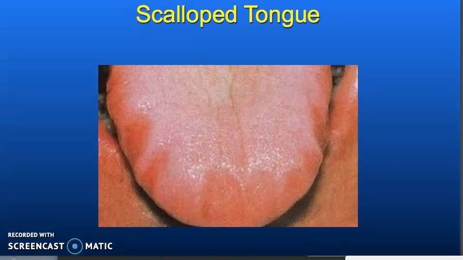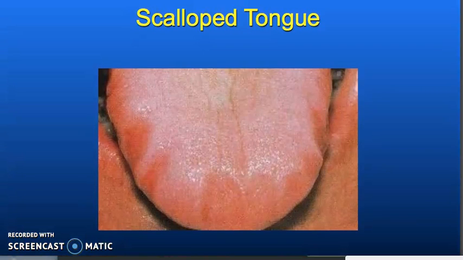Okay, so here we have what we call a scalloped tongue. If you just look at the edges, you see how it kind of goes in and out. Scalloped. It looks a whole lot to me like this tongue is being pressed against the teeth. This looks like a central incisor here to me. So it looks like this could be caused from just pressure against the teeth. Maybe not, but it can happen. So a scalloped tongue.